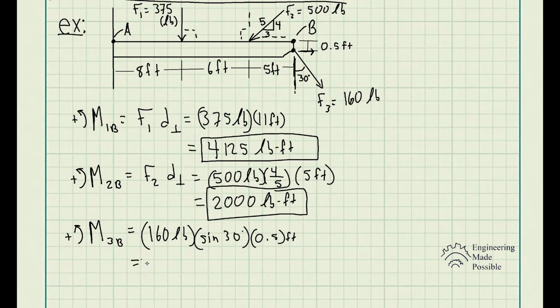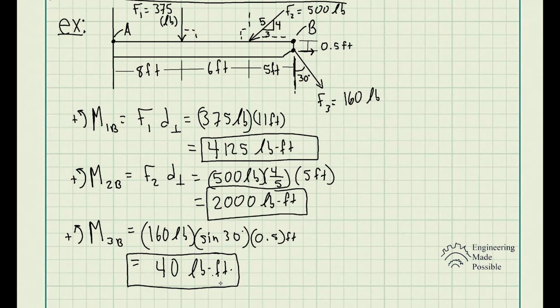So the moment that the force F3 causes along point B is 40 pound-feet. So each force causes a moment about point B. And if you want to get the resultant moment about that point, you just add them all up.